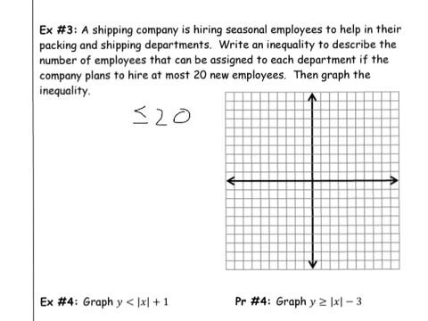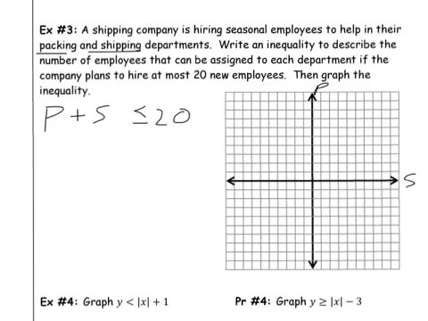And then what am I doing? Well, I just have packing and shipping. So packing plus shipping. So my packing employees plus my shipping employees should be less than or equal to 20. There we go. I wrote an inequality. Let's label our graph over here, packing and shipping.